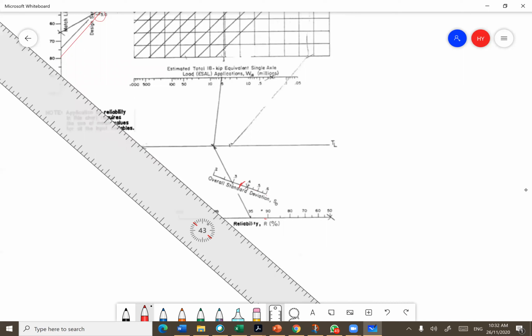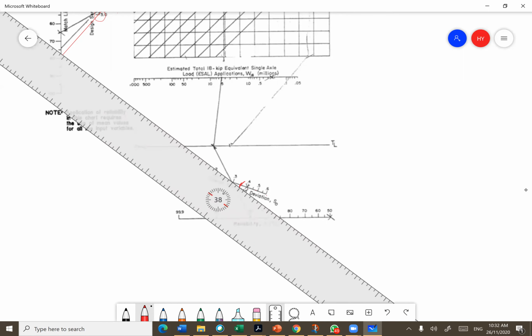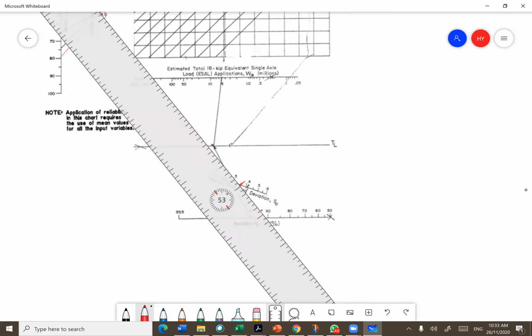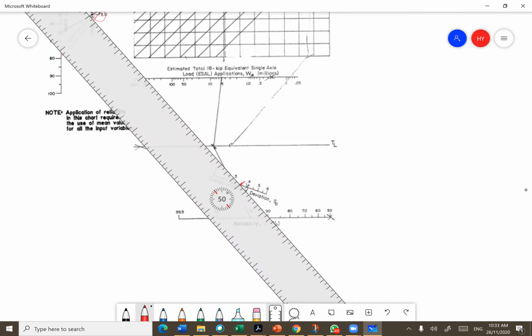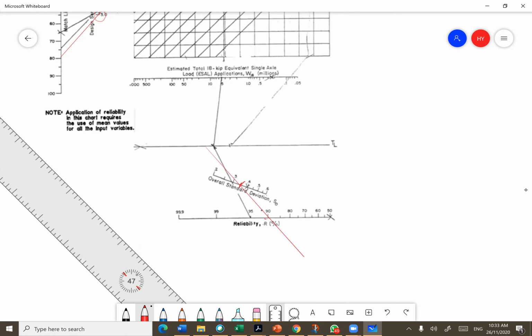So 90% to the 0.35. Okay, 90% to 0.35. Then the next one is ESL, right? ESL W18. Okay, there are lots in the chat box. What's your chatting?